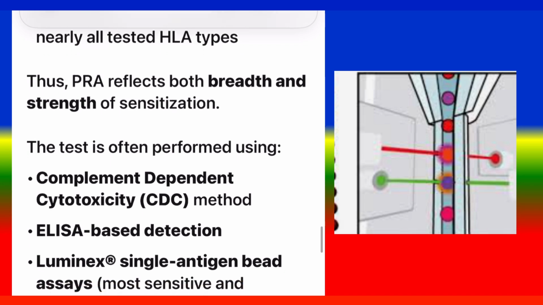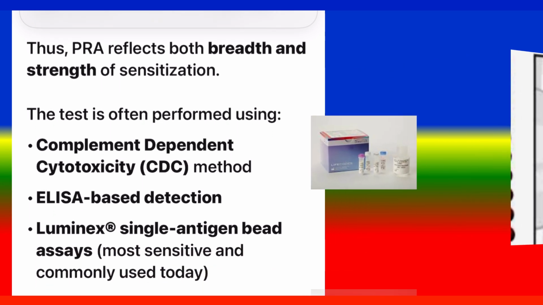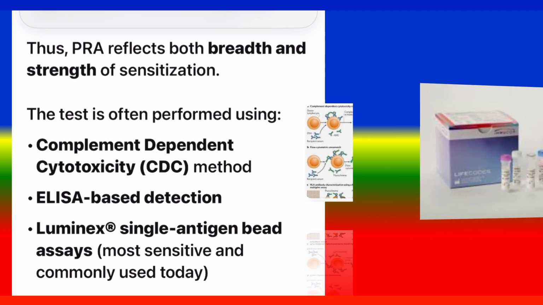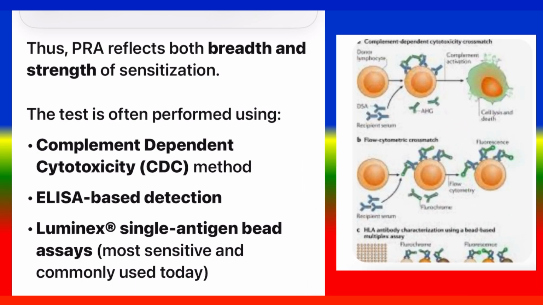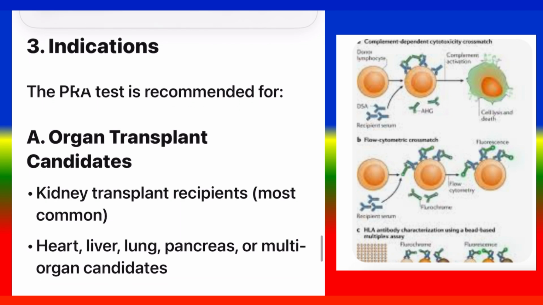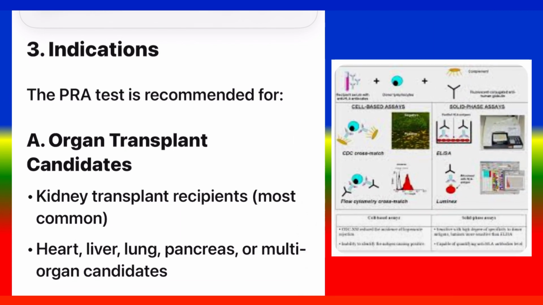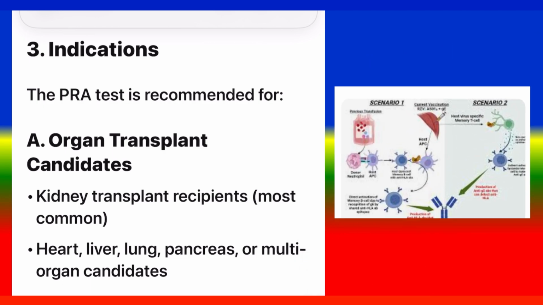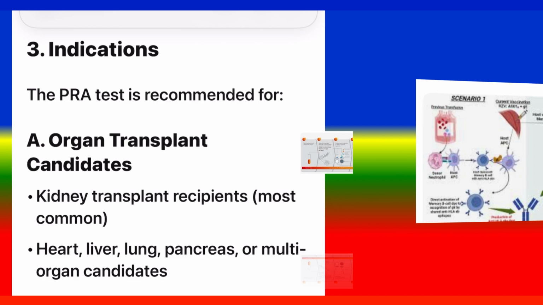The test is often performed using the complement-dependent cytotoxicity, CDC, method; ELISA-based detection; or Luminex single antigen bead assays, most sensitive and commonly used today. Number 3. Indications. The PRA test is recommended for: A. Organ transplant candidates: kidney transplant recipients, most common; heart, liver, lung, pancreas, or multi-organ candidates.